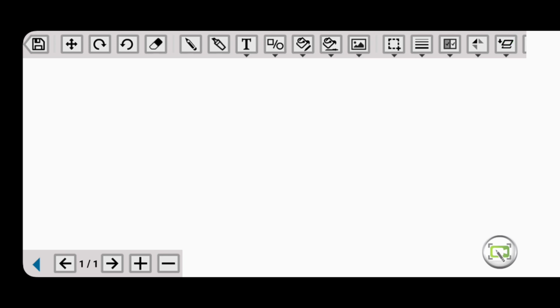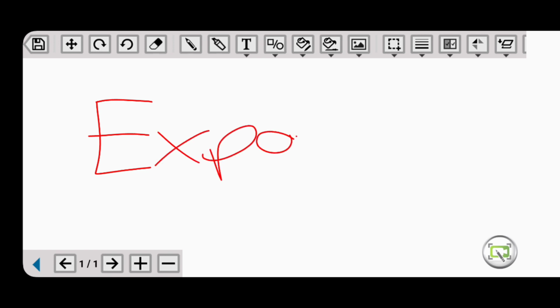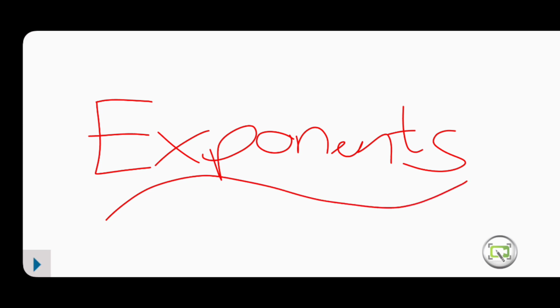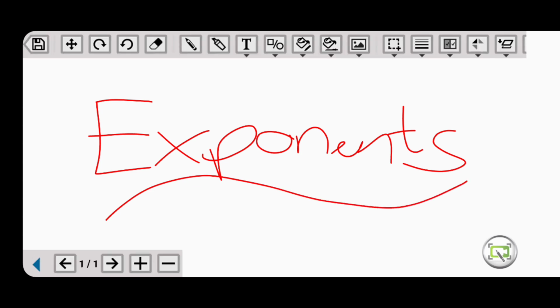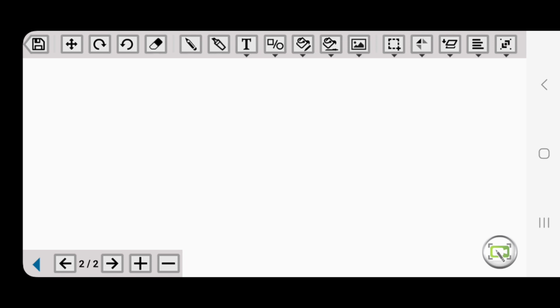Welcome back, grade 9s. In this lesson, we are going to look at exponents. Now, what exactly is an exponent? We will start this off by looking at a few basic exponential laws. Let's quickly go and have a look.